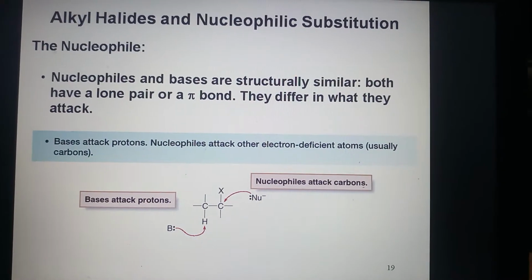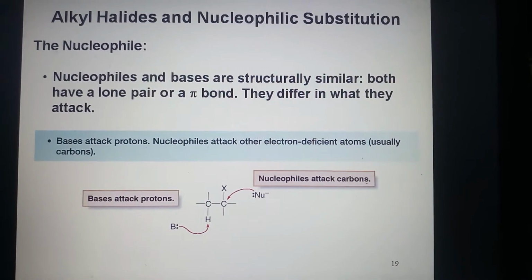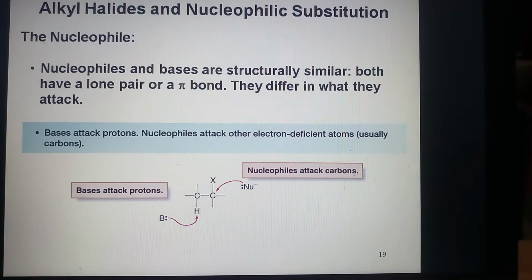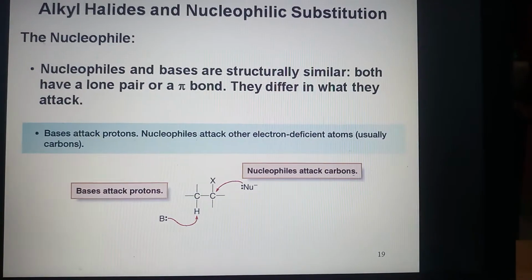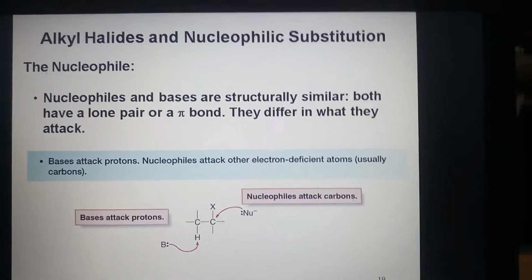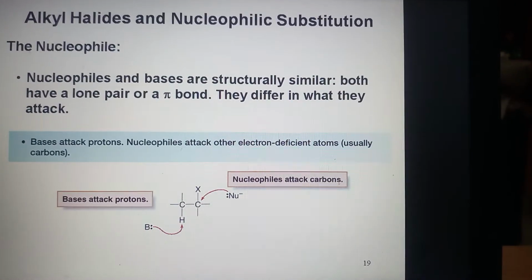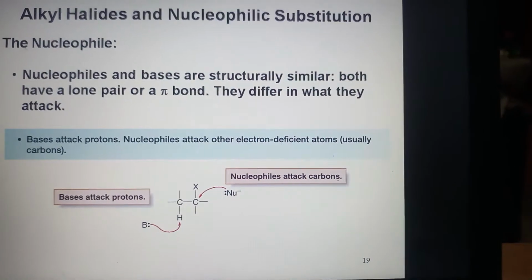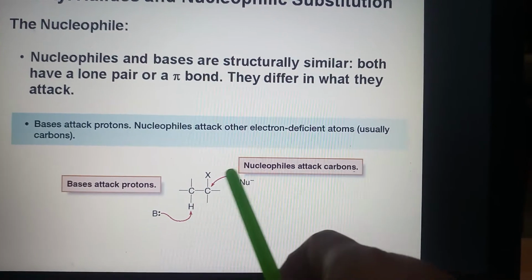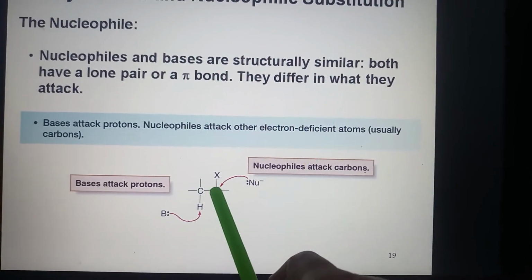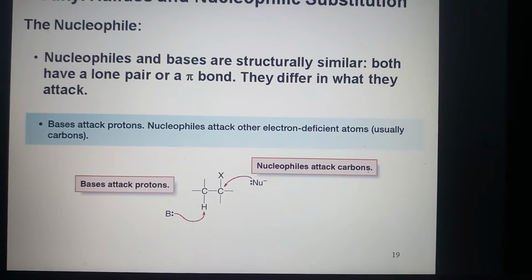Now if we consider nucleophiles and bases, they are structurally similar. Both have a lone pair or a pi bond or are negatively charged, but they differ in what they attack. We know that bases attack protons and nucleophiles attack other electron deficient atoms, generally carbon. If we consider the diagram, you can see this is a base which can attack a proton, but a nucleophile which attacks a carbon. So their mode of action is basically different.